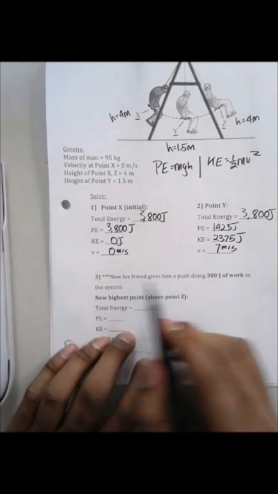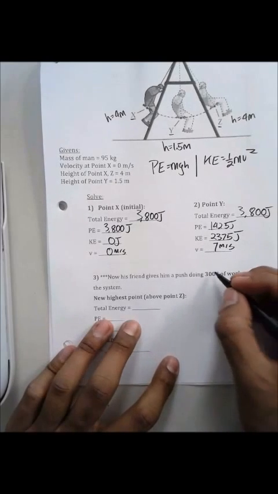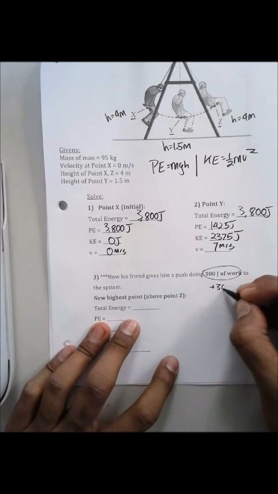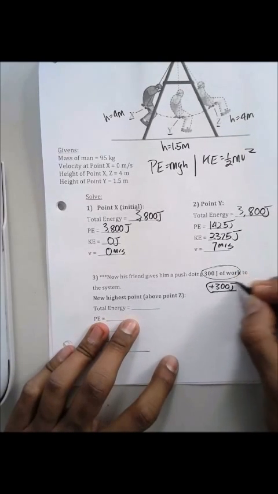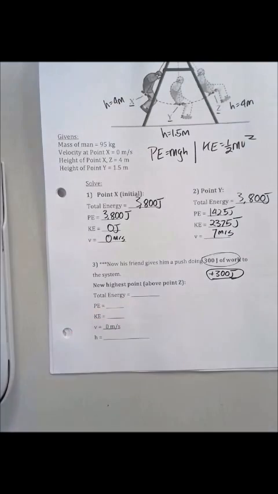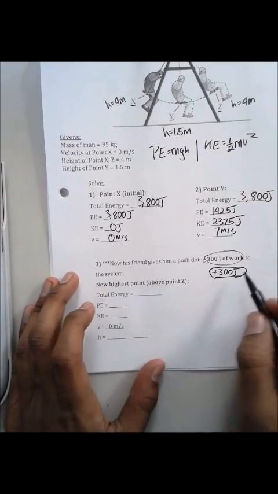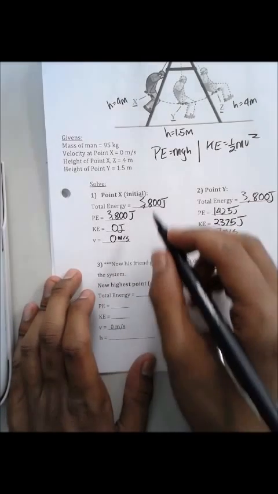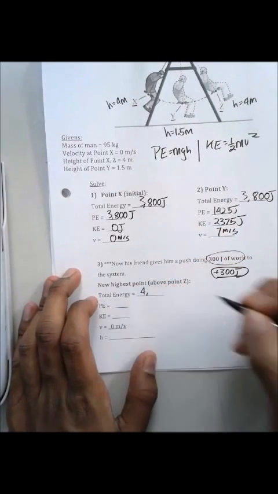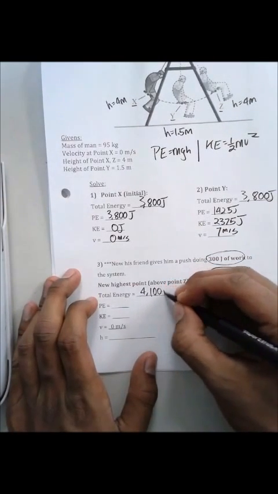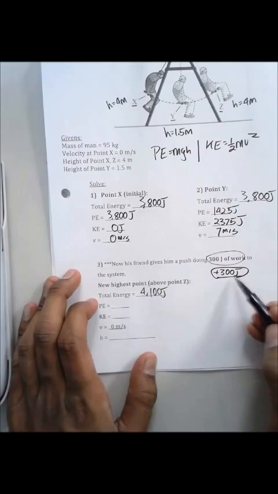Now, his friend gives him a push doing 300 joules of work to the system. So that means you add 300 joules. 300 joules of work, remember, work adds. If you're adding energy, you're going to be doing positive work. So that means that if you're adding 300 joules, you're going to have to add that to whatever the total energy is up here. So 4,100 joules. That's 3,800 plus 300.